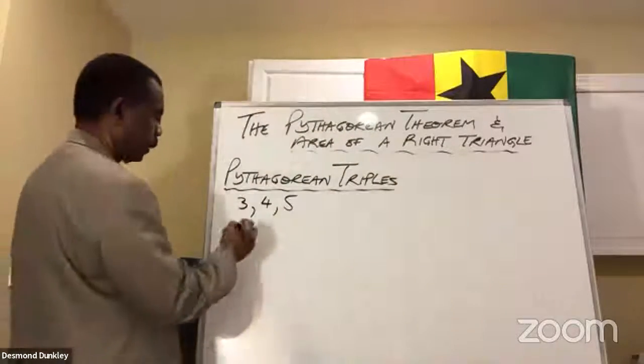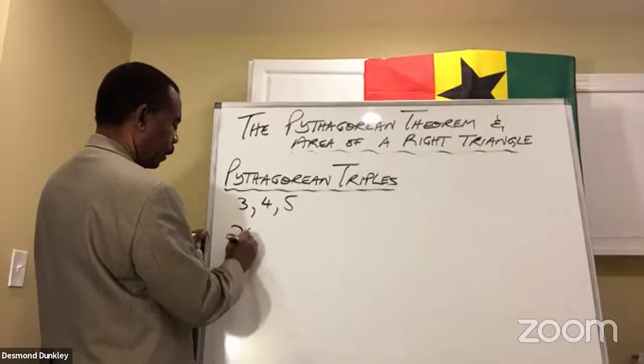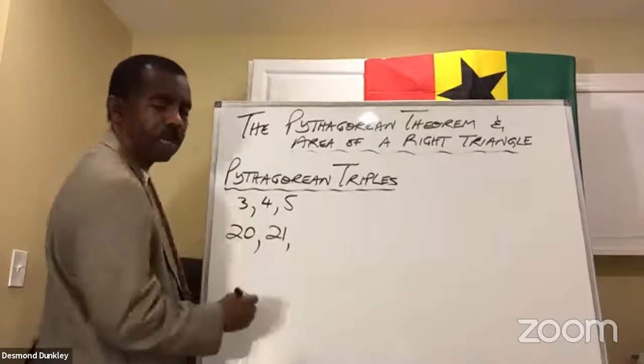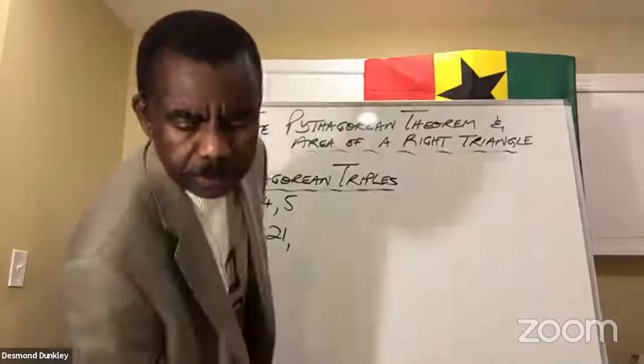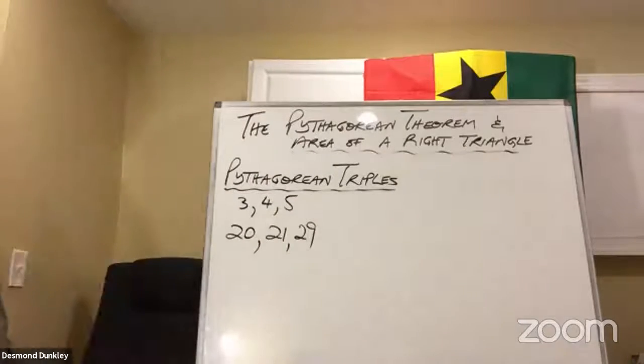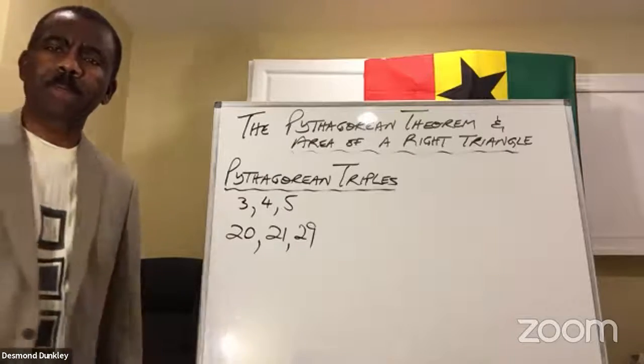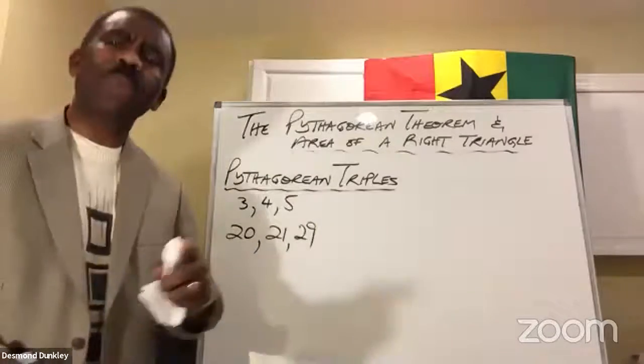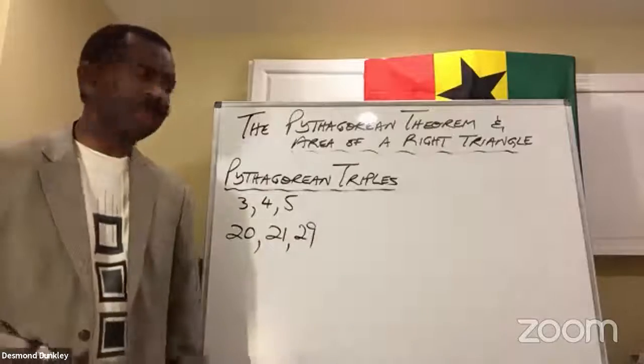Let's try 20, 21, and 29. Is that a triple? Will those 3 sides form a right triangle?